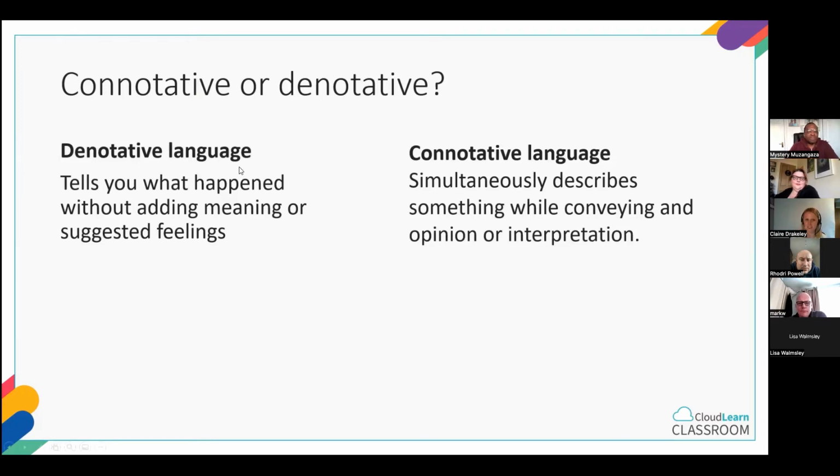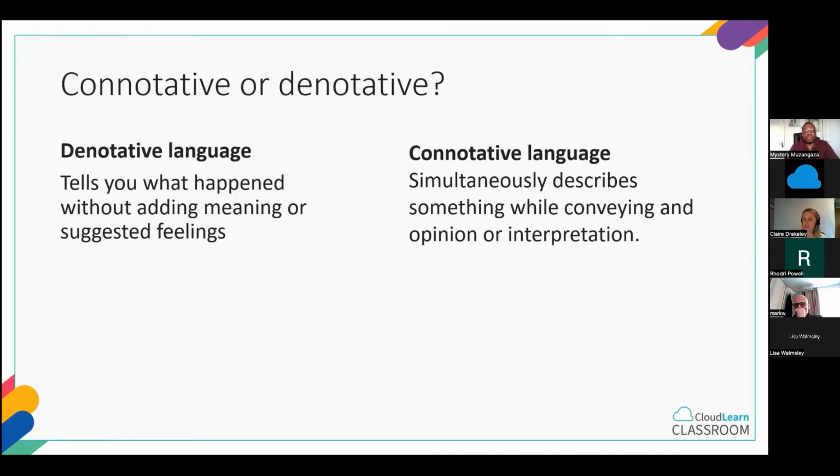So denotative language tells you what happens without adding meaning or suggesting feelings. This is the one that we said would be used in a formal letter with a complaint. You would just tell what happens without giving any sort of emotional suggested feelings to it. Whereas connotative language simultaneously describes something while conveying an opinion or interpretation. That should say Anne, my apologies.